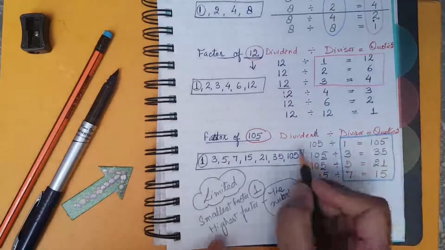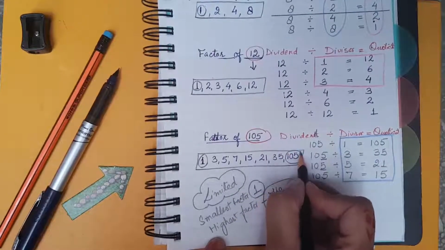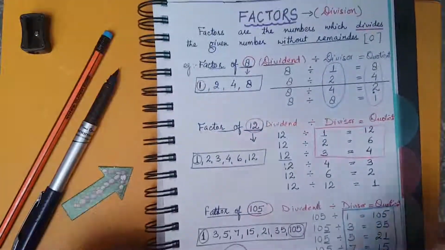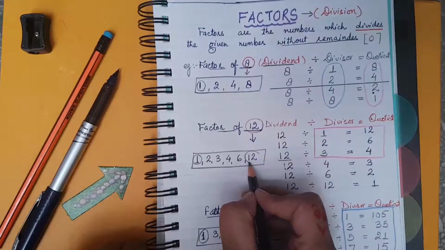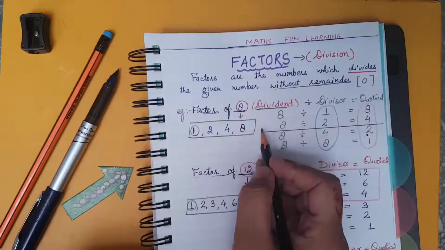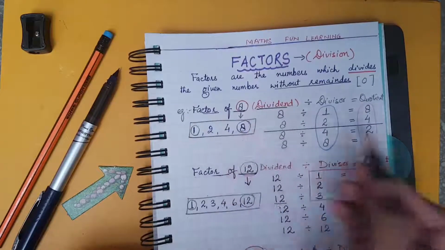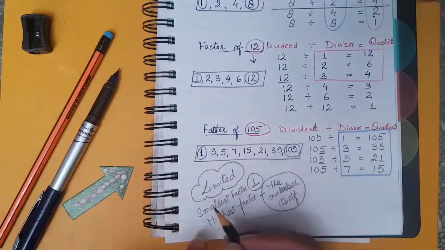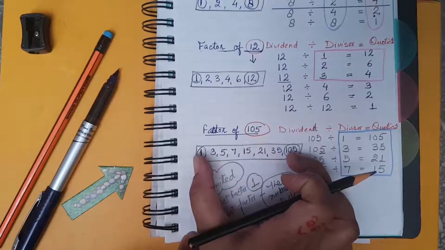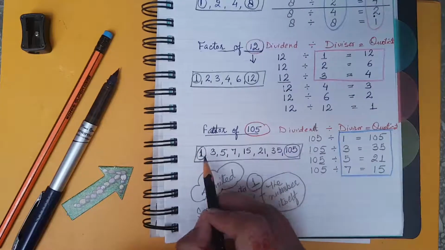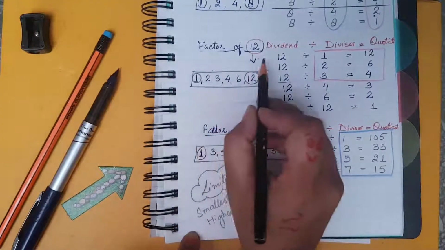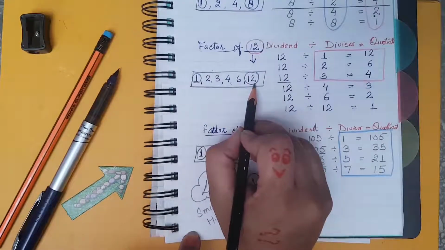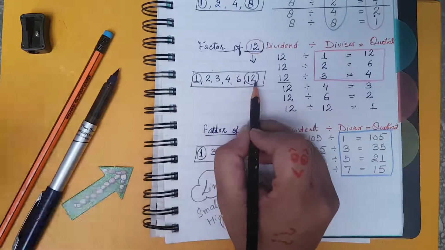How? You can see 105. This is the highest factor of 105. For 12, the highest factor is 12. For 8, the highest factor is 8. So these are the very important points. Factors are limited in number. The smallest factor of every number is 1. The highest factor of every number is the number itself.